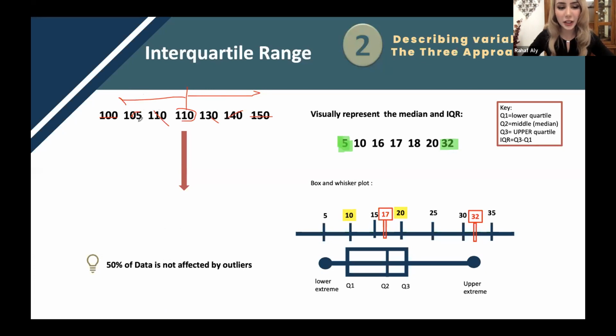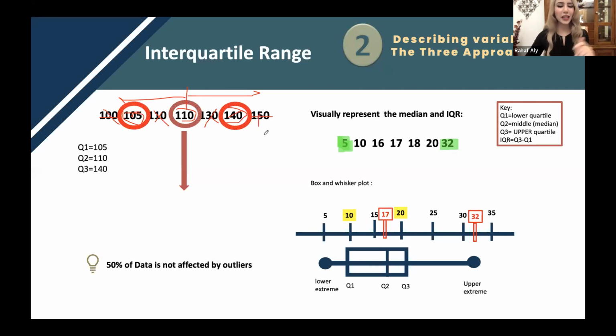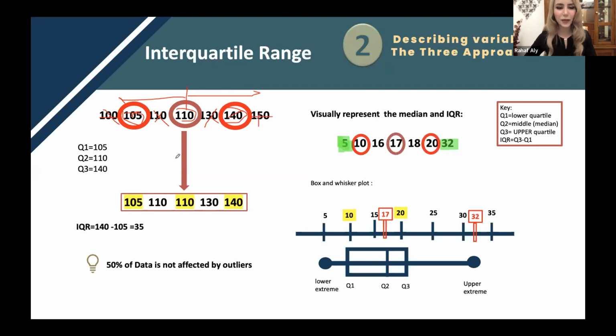So let's find the Q1 over here. It's very simple. We just need to cancel out this one, and now we're left with the Q1. As well as the Q3, we'll just cancel this, and we're left with the Q3. So now you easily guessed it that we're going to subtract 140 minus 105, which is going to give us 35. Now, is this correct? Yes. The difference from 105 to 140 is 35.